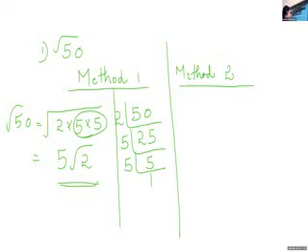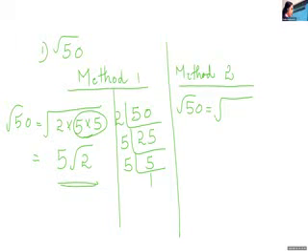Method 2 is root 50 equal to root of, you should write it as a perfect square and a number. When you factorize it, you can understand from the prime factorization which is the perfect square. You have to write this as a product of a square number and one number. So how will you write root 50? You have to write root 50 as a product of one square number. Can you see 25 there? 2 into 5 square, 25 into 2.